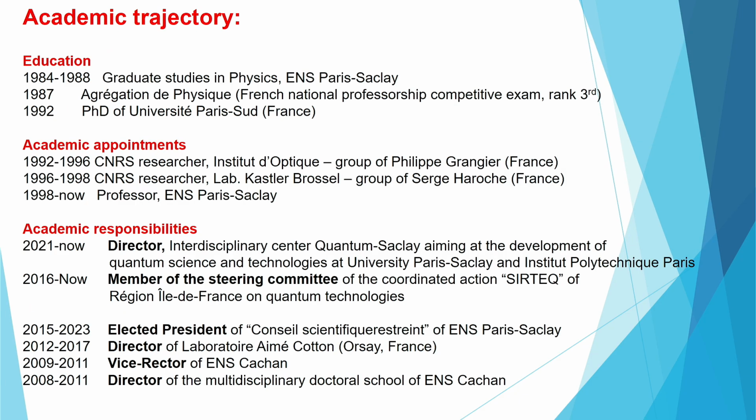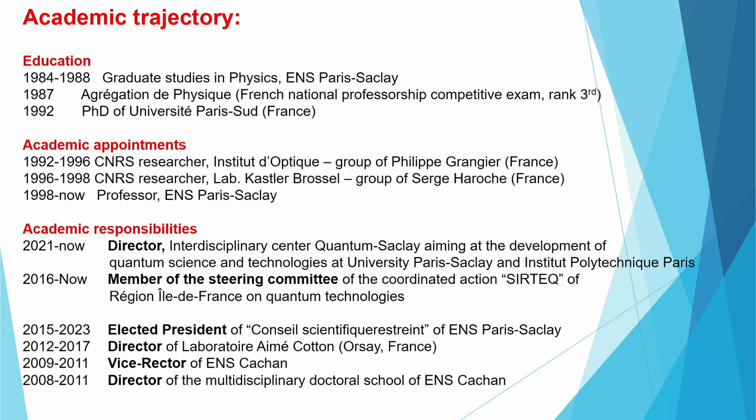His academic trajectory is he did graduate studies 1984 to 1988 from ENS Paris-Saclay. In 1987, he passed Agrégation de Physique, which is a French national professorship competitive exam, and he secured an impressive rank 3. He did PhD in 1992 from University of Paris-Sud in France. Then he has been CNRS researcher from 92 to 96 in Institut d'Optique in the group of Philippe Grangier.